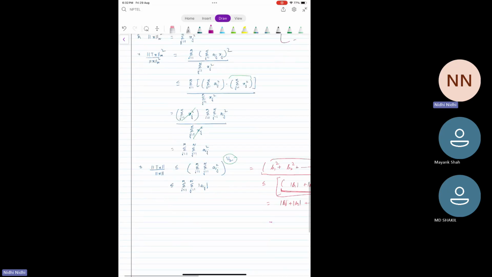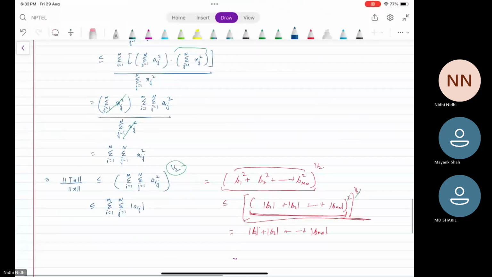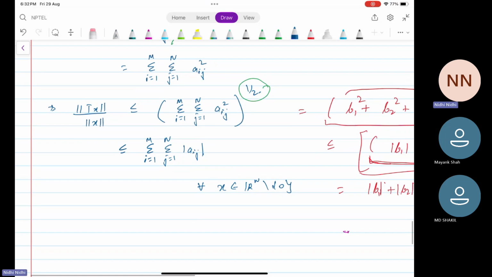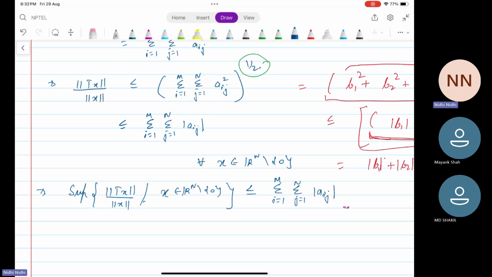How do we get this inequality? This is happening for every x in R^n minus 0. So this implies the supremum of norm Tx by norm x, over x in R^n minus 0, will also be less than or equal to the summation over i from 1 to m and j from 1 to n of mod a_ij. That's what our operator norm looks like.